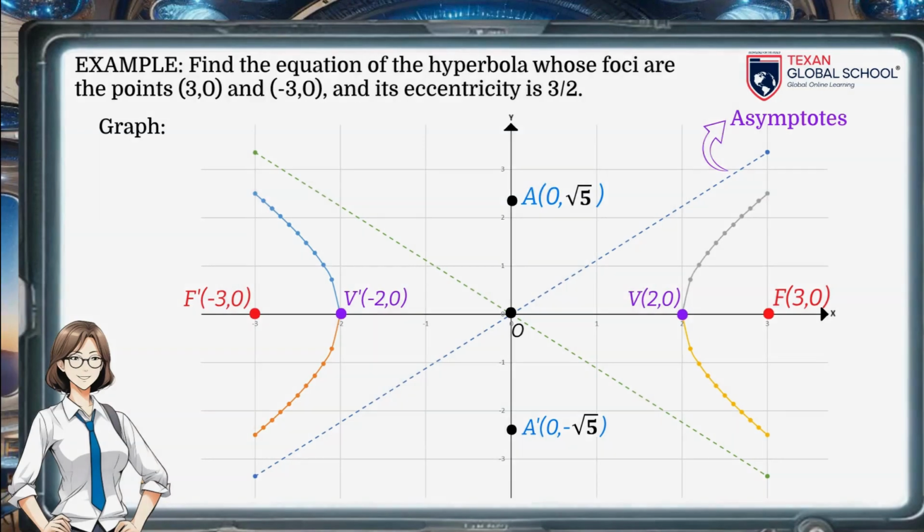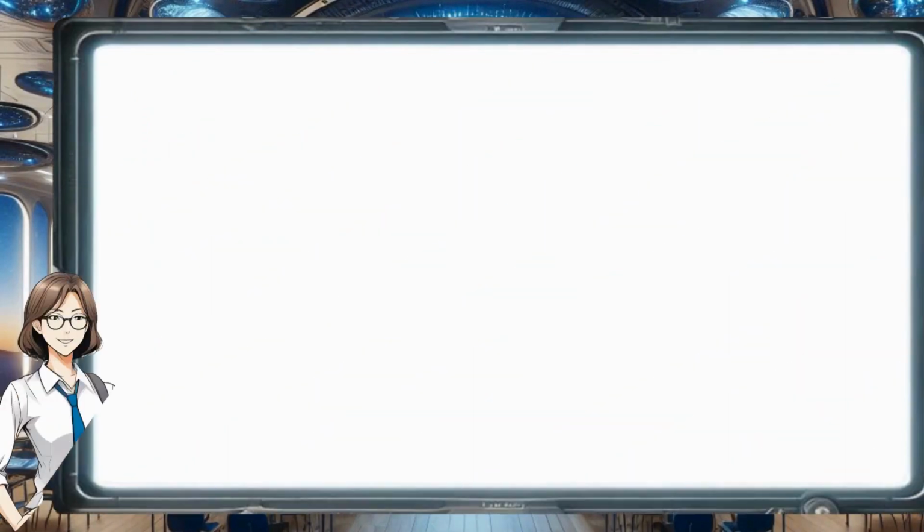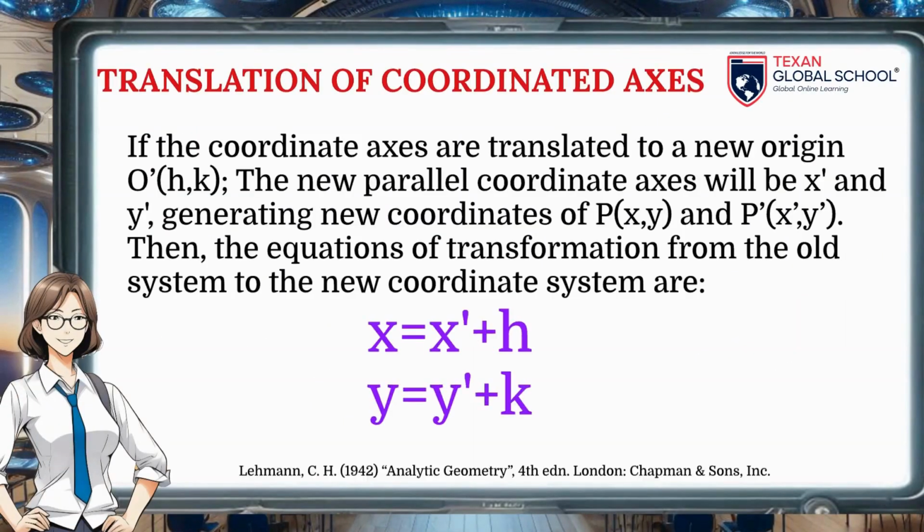On the other hand, if the coordinate axes are moved to a new origin of coordinates h, k, the new parallel coordinate axes will be x prime and y prime, thus generating new coordinates. Then the transformation equations from the primitive system to the new coordinate system are x equals x prime plus h and y equals y prime plus k.